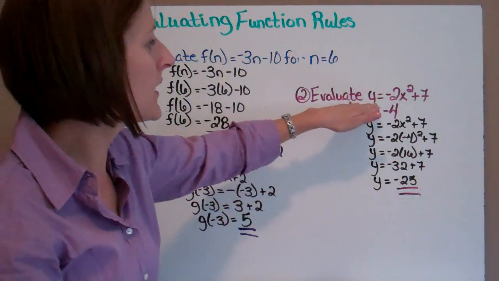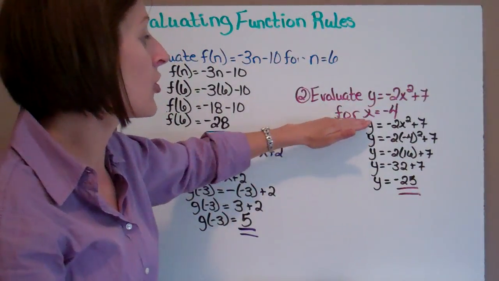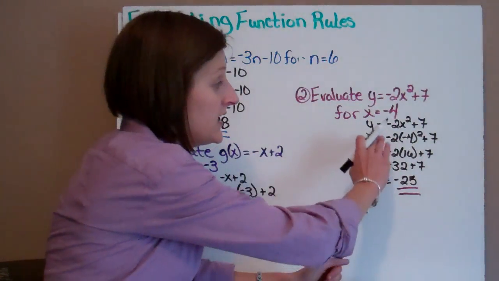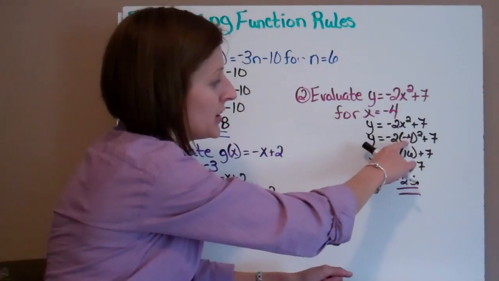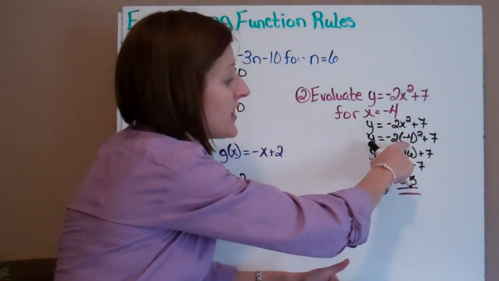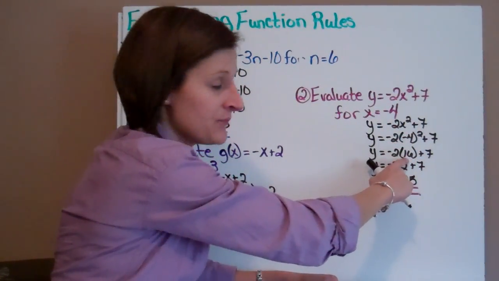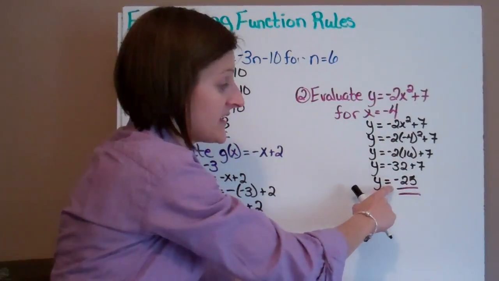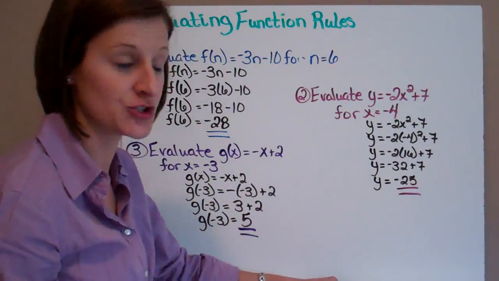We're going to evaluate y equals negative 2x squared plus 7. Okay, but for x is going to equal negative 4. So I'm going to do y equals my rule. So I'm going to take y equals, I'm going to put negative 4 in for x. Remember, I put it in parentheses. So I need to do that first. Negative 4 squared is 16. 16 times negative 2 is negative 32. Then add 7, and that's negative 25. So y is going to equal negative 25, and that's my answer.